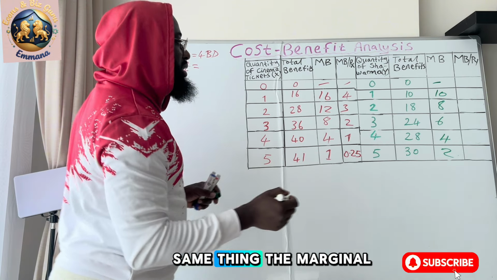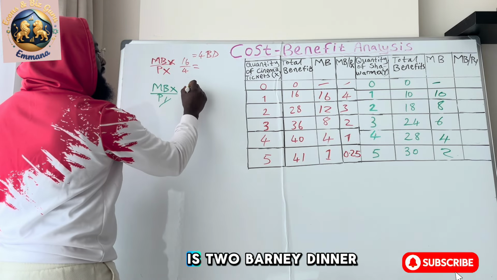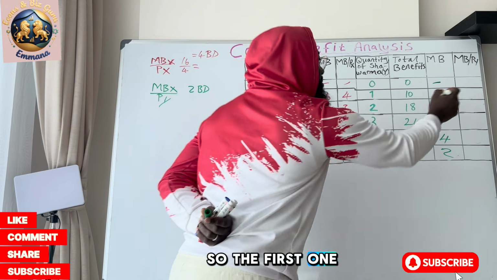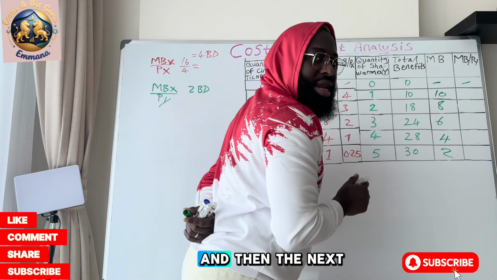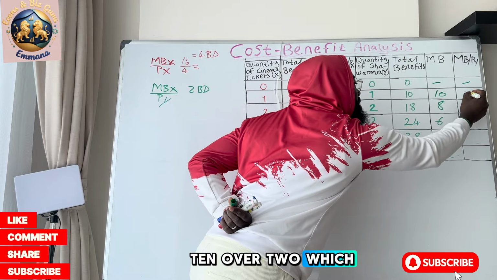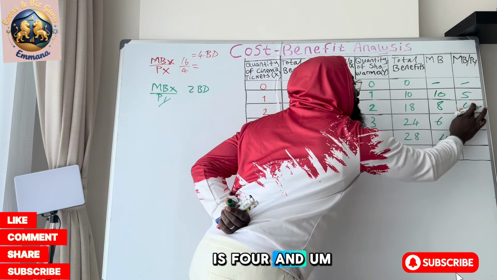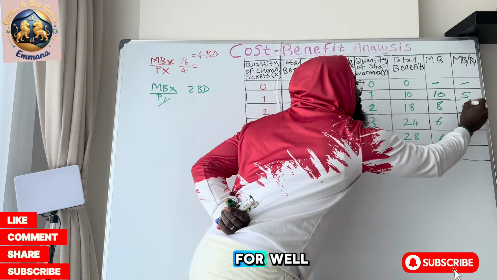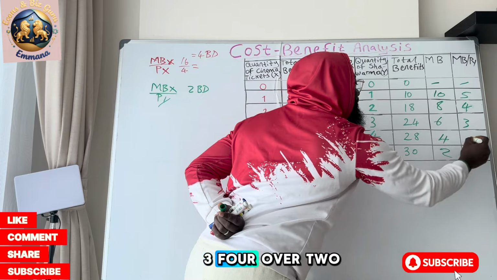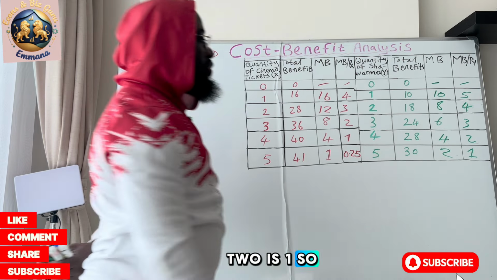So we do the same thing. The marginal benefit over the price. The price for shawarma is 2 bargaining dinner. So the first one we have a dash, and then the next one we have 10 over 2, which is 5, 8 over 2, which is 4, 6 over 2 is 3, 4 over 2 is 2, 2 over 2 is 1.